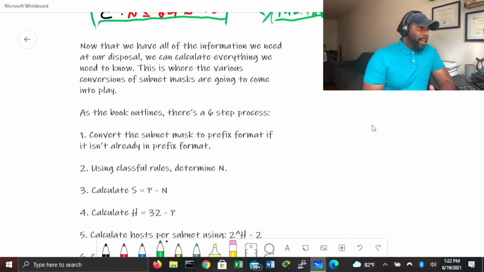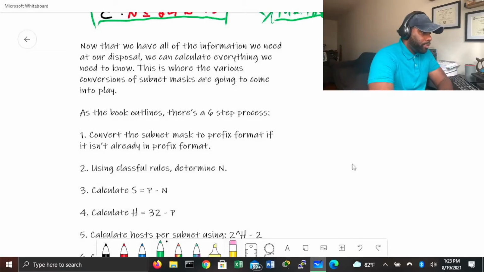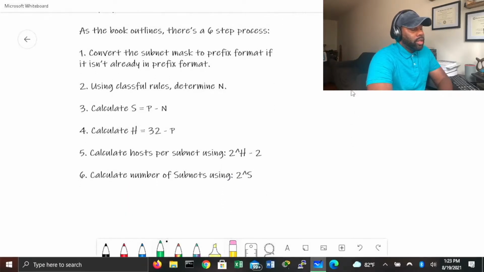Right, now that we have all of the information we need at our disposal, we can calculate everything we need to know. This is where the various conversions of subnet masks are going to come into play. You're going to watch how this plays out. Now, as the book outlines, there's a 6-step process.